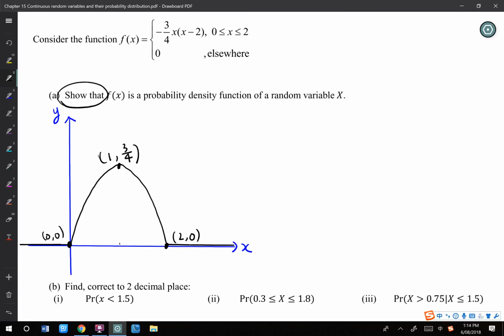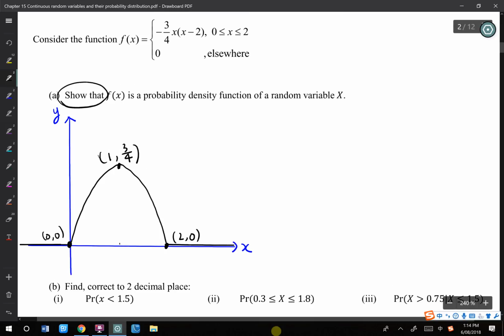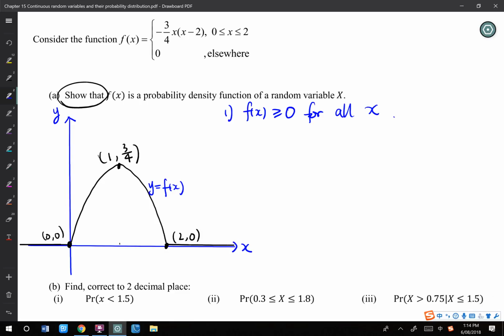Okay, I have shown the first step. After you sketch this graph, this is the y equals f(x) graph. So you will say first, f(x) is greater than or equal to 0 for all x. That's the first statement you should make, because from the graph I should have that greater than or equal to 0. Also, how do I find the turning point? Because the x-intercepts are 0 and 2, the middle must be 1. Then I sub the 1 back into the function. I have negative 3 over 4 times 1 times negative 1, so I have 3 over 4. That's how I find the turning point.